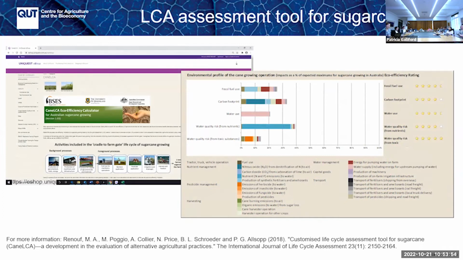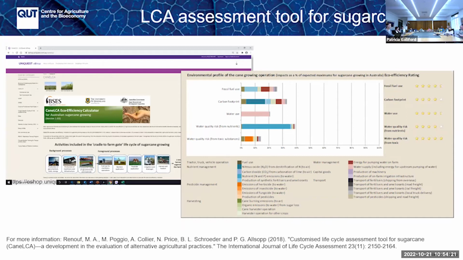And then the Sugar Research and Development Corporation at the time funded me to convert the very detailed assessment I did into a tool that could be used by industry so that technique could be more accessible. And this is a tool called the Cane LCA tool, which I've been fortunate to be able to continue using with the industry to inform some of the decisions that they make.